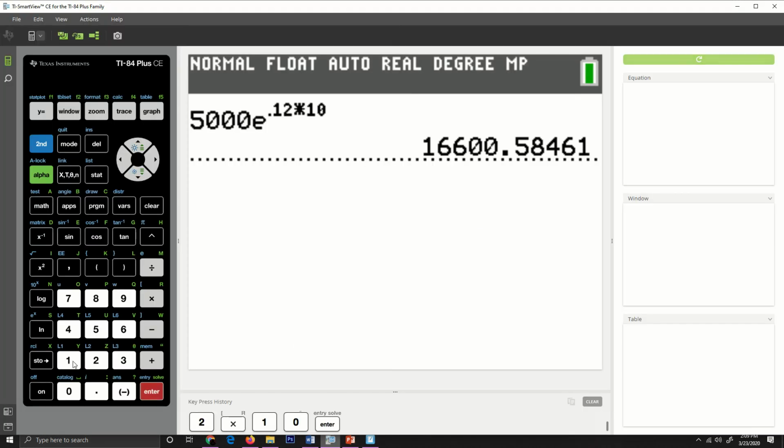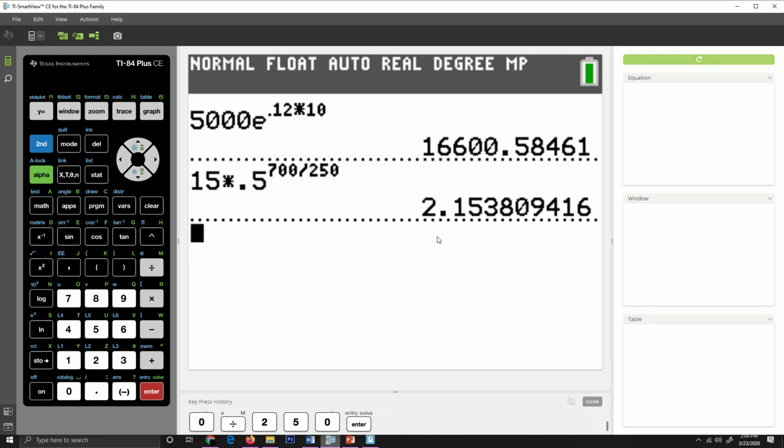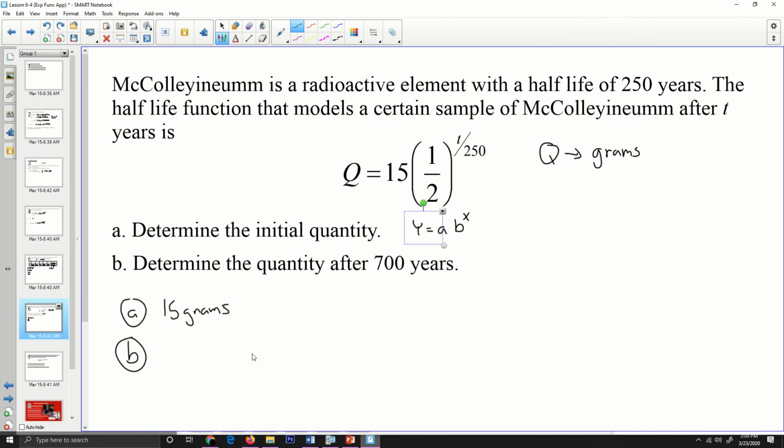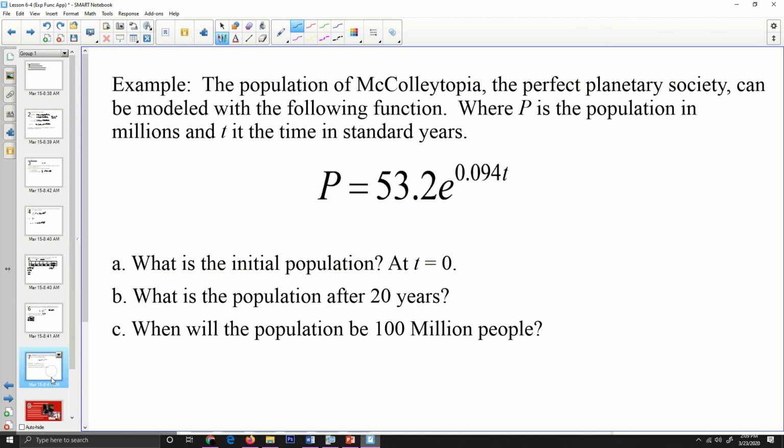So if I grab my graphing calculator and go 15 times a half raised to the 700 divided by 250, I get 2 point, so almost our third half-life there, which is pretty close. So 2 point, what did I say? 2.154 grams. And you don't put grams, it's just g boxes. There we go. All right.